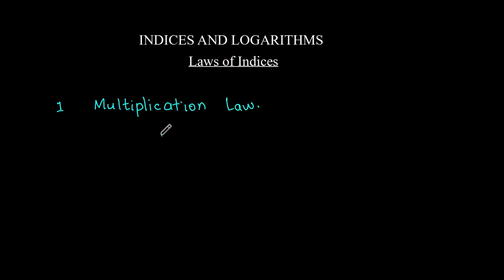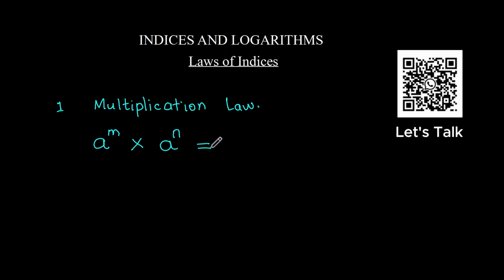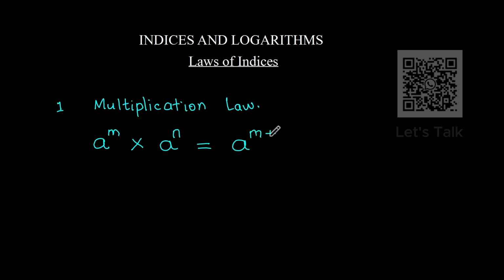Now this law states that if we have a number a raised to an index n, and we multiply this by the same number, this number is called the base, to an index also n, it is the same as maintaining the same base, and we add the indices together.